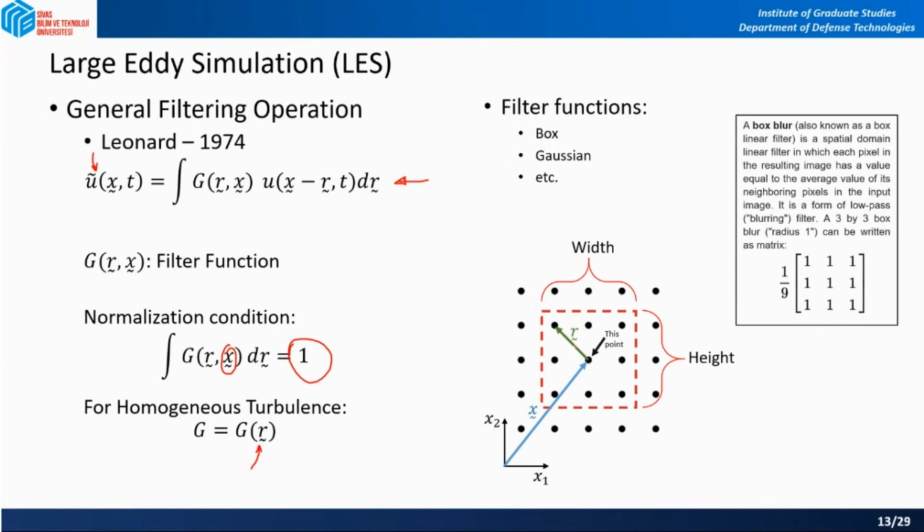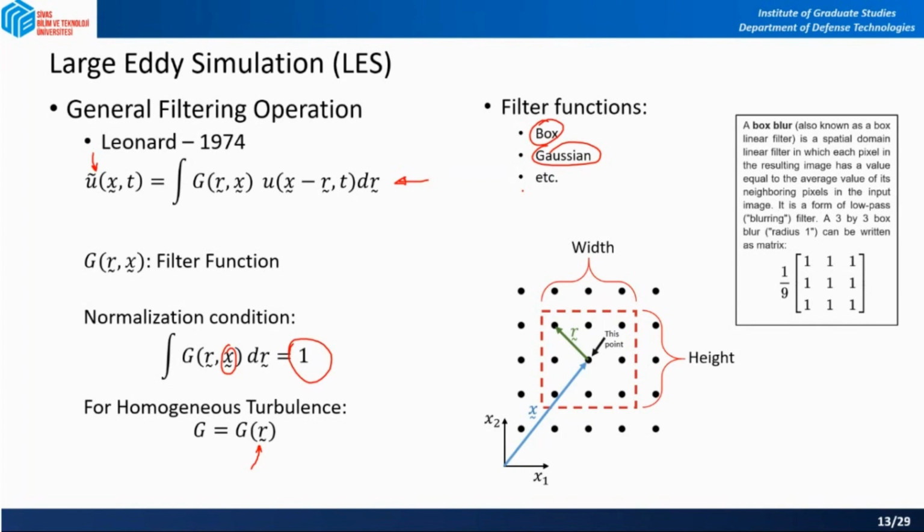When the filter function is independent of x, I wrote g is a function of r. And during the development of this theory, there were lots of filter functions being used. Some of those are in here, for example, box filter or Gaussian filter and many other filter functions. But what does it really mean? You can roughly think about it like this.